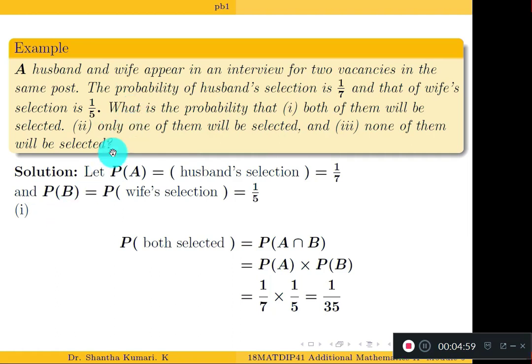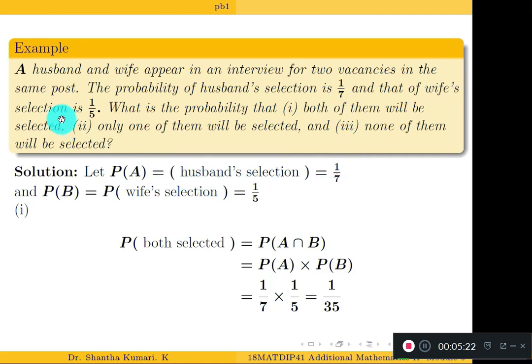After that you can easily find the probabilities. So start from the given condition. Given that the husband's selection probability is 1 by 7. So take P of A equal to the probability of husband's selection, which is 1 by 7.